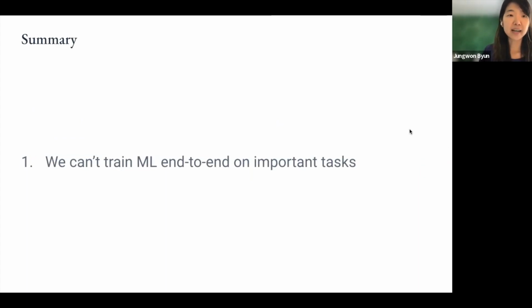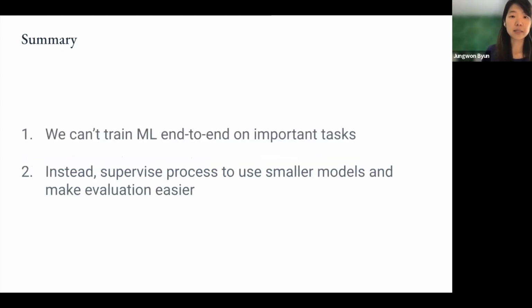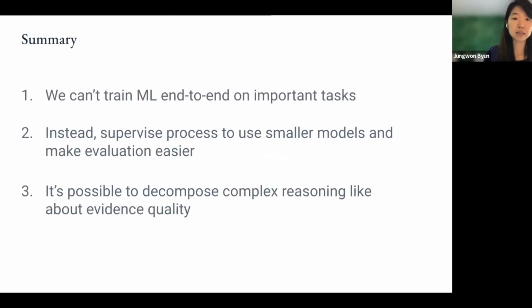So in summary, things you learned today. We can't train ML end-to-end on important tasks without running the risk that they might take approaches that we wouldn't endorse, trying too hard to optimize for the reward signal. Instead, we should supervise their process so that we can use smaller models and make evaluation of their work easier, especially as they end up doing more and more complex work.